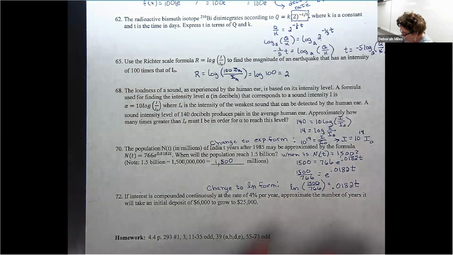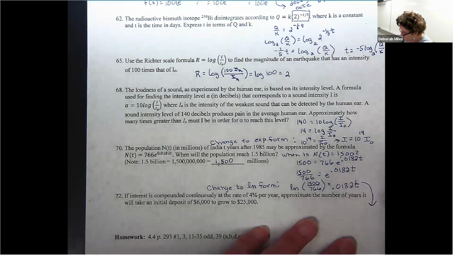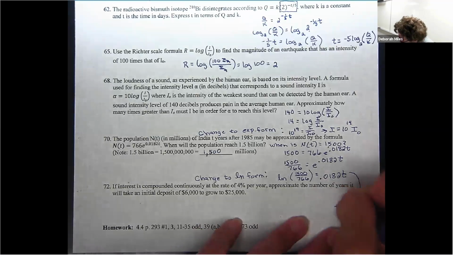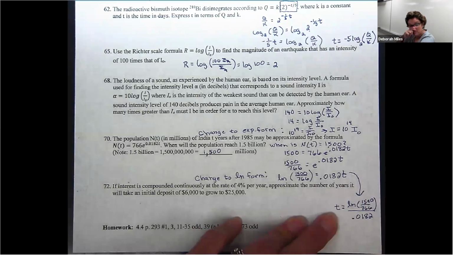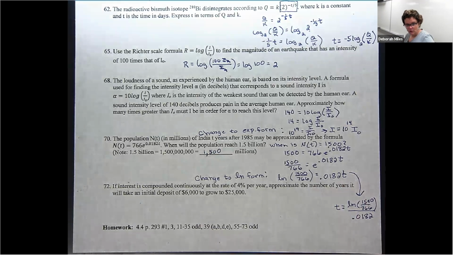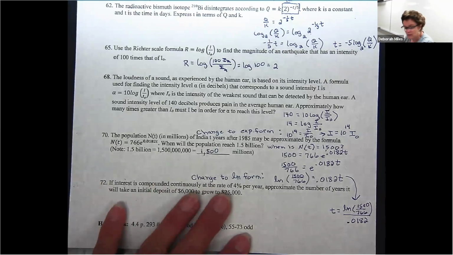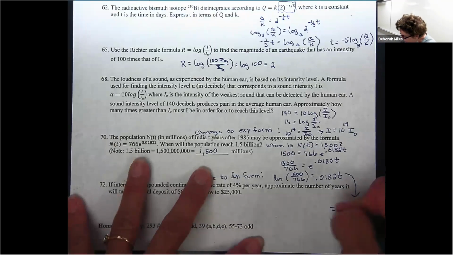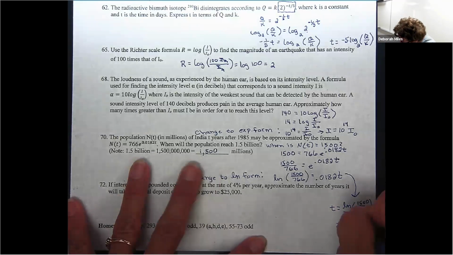Now, just to save time, I've already punched this on the calculator. We've run out of space here, but I punched t equals natural log of 1,500 over 766 divided by 0.0182. You can pause to punch that on the calculator. Make sure you understand how to punch it on the calculator. And if you don't, send me an email. But I got that to be darn close to 36.9.